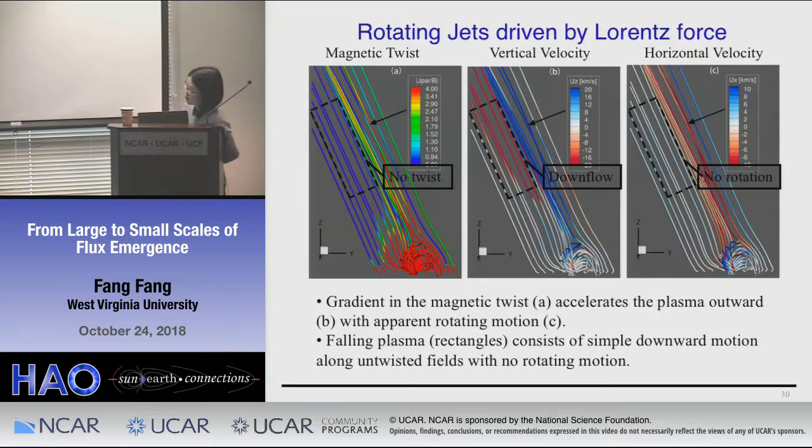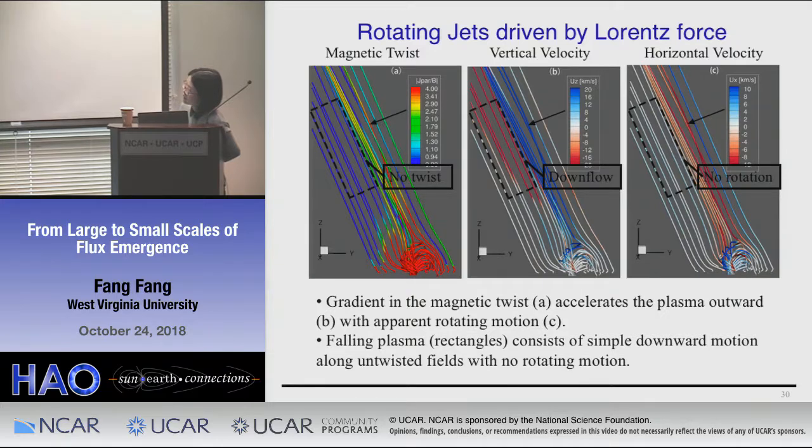Next we look at the 3D structure of the magnetic fields. So we plotted the 3D magnetic field from the photosphere up into the corona. On the left side, the color is showing you the magnetic twist, the middle panel is showing you the vertical velocity, and on the right is showing you the horizontal velocity, which we interpret as the rotation. So on the left side of this domain, there is no magnetic twist at all, and there is a downflow in the vertical velocity, and there is no rotation at all.